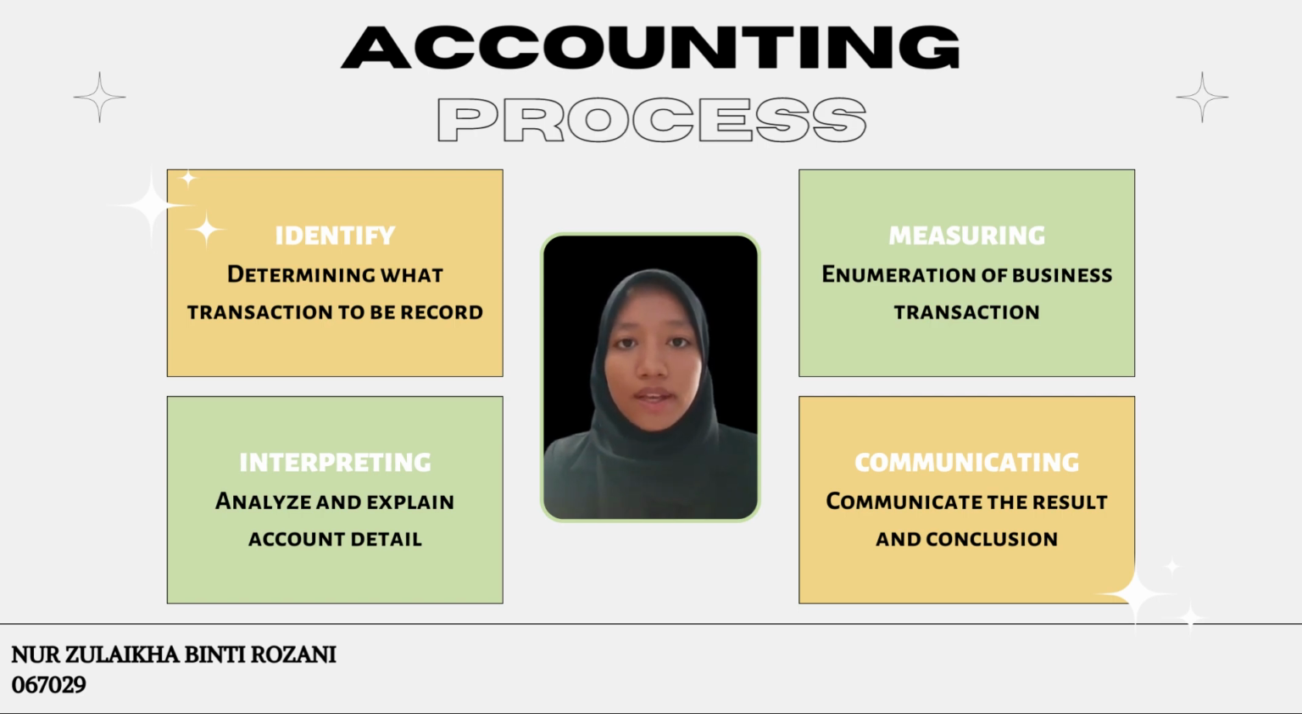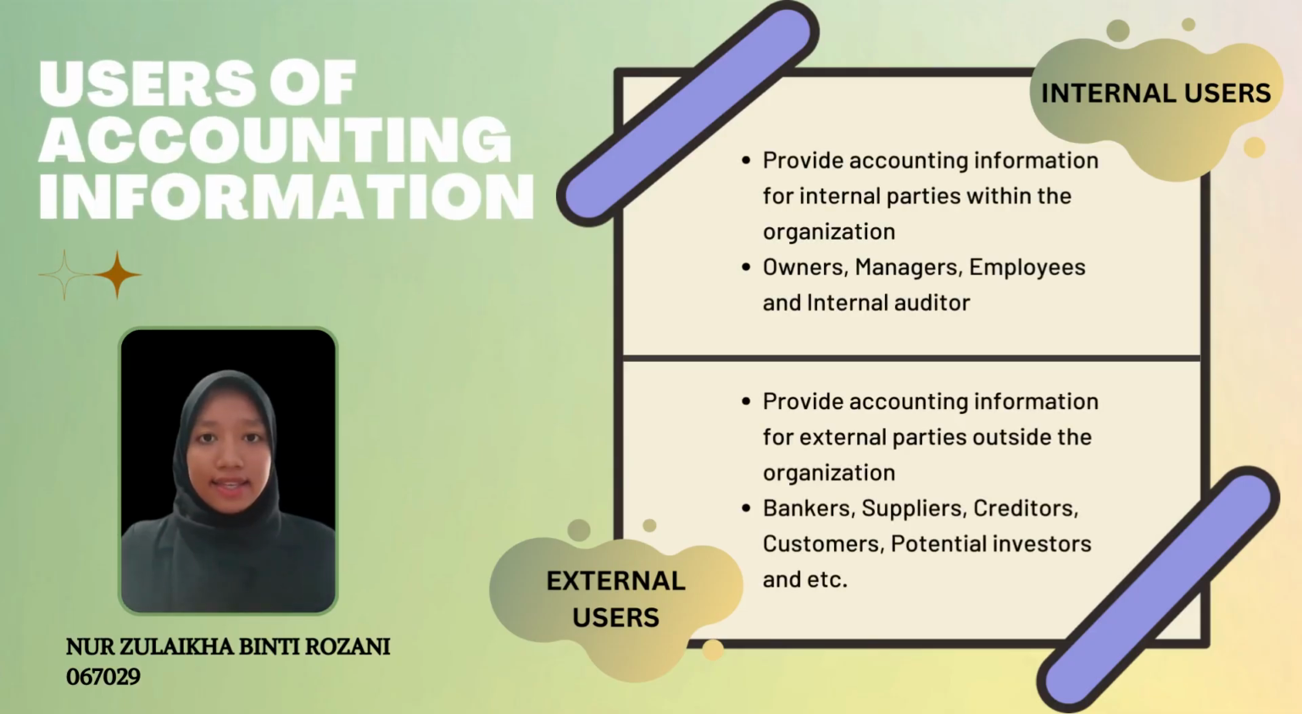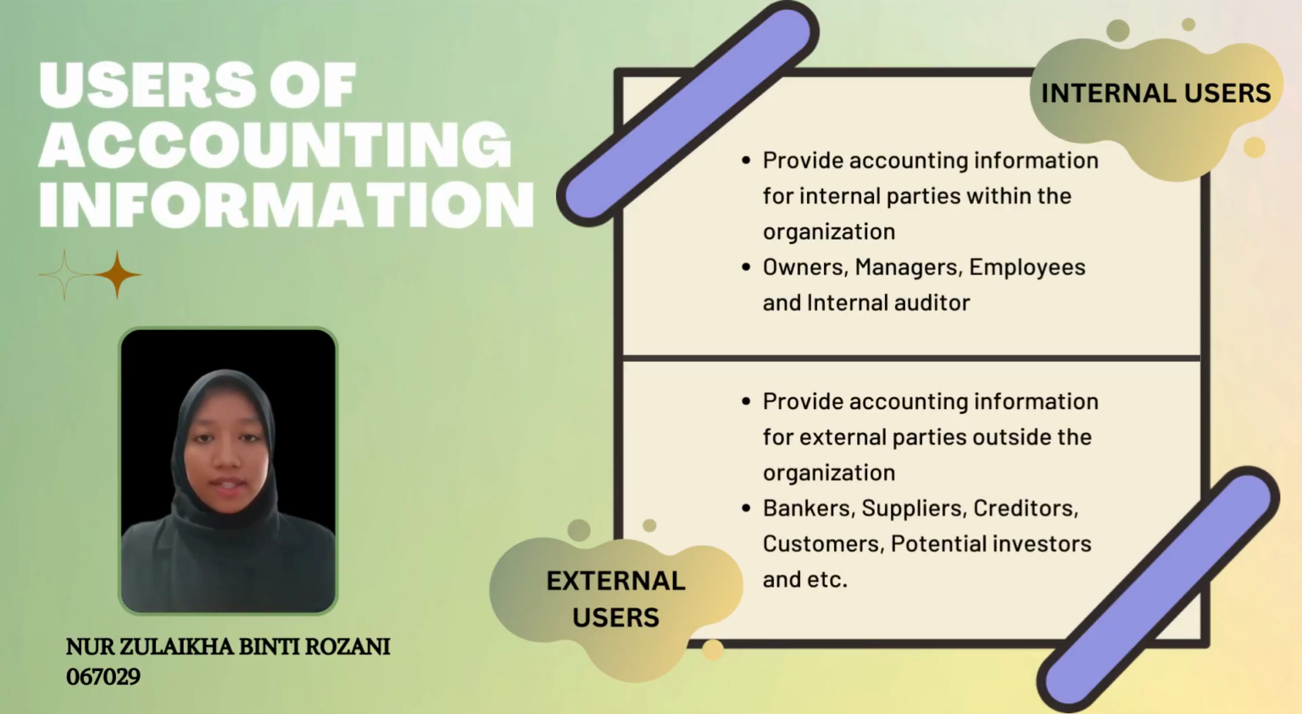Third, interpreting is the process of analyzing accounts in detail in an easily understandable way to determine the business activity that had been recorded. Lastly, communicating information is the process of communicating the result and conclusion to the interested users in the form of various statements for decision-making purposes. Next is users of accounting information.